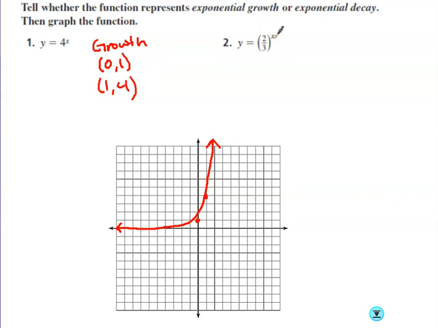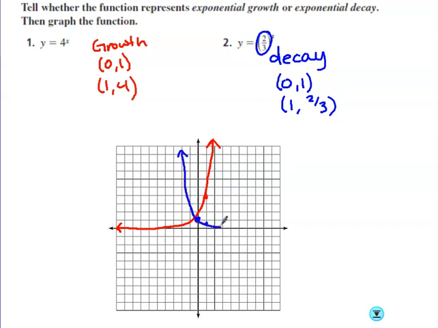Number 2 would be a decay function because my base is less than 1. And I know that I'm going to pass through 0, 1, so I can put that point on my graph, as well as the point 1, 2/3. So 1, 2/3 would be right about here, and a general picture of my graph would look more or less something like that.